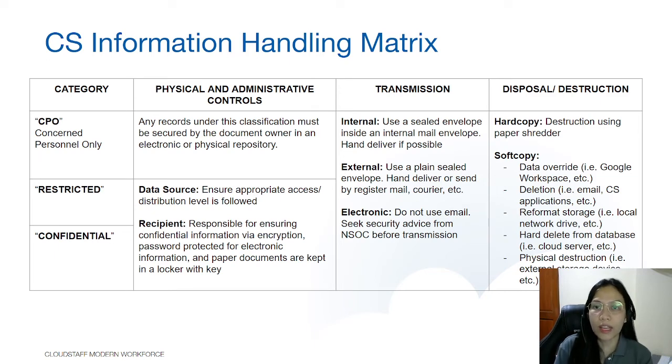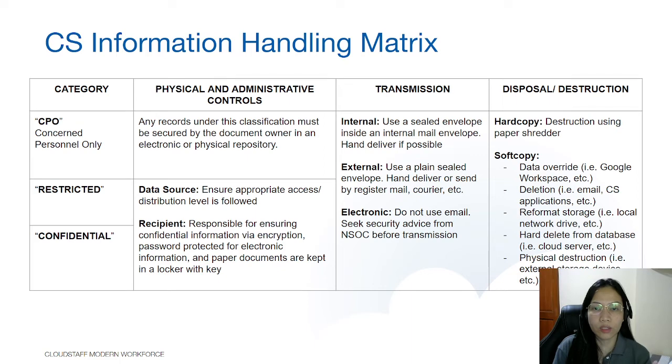If it's internal, we need to use a sealed envelope inside an internal mail envelope, and if possible, we should hand deliver it. For external, you just use a plain sealed envelope and hand deliver it or send it through registered mail or courier. For electronic, please do not use email. Seek security advice from NSOC, our Network and Security Operations Center, care of Arvin C., before transmission.